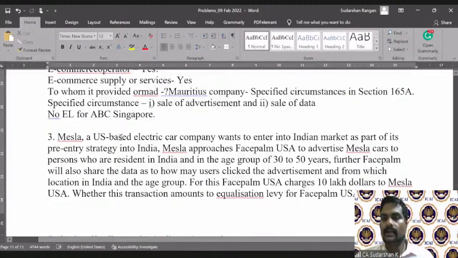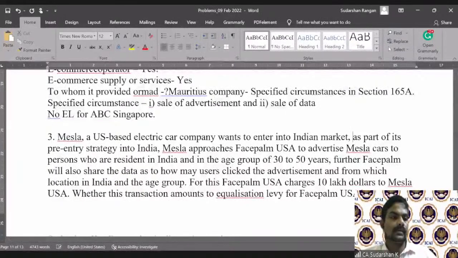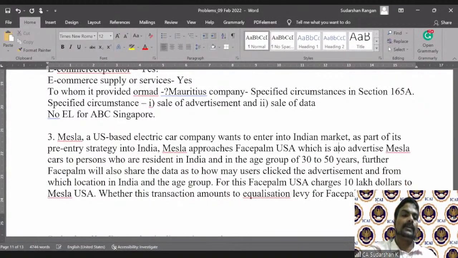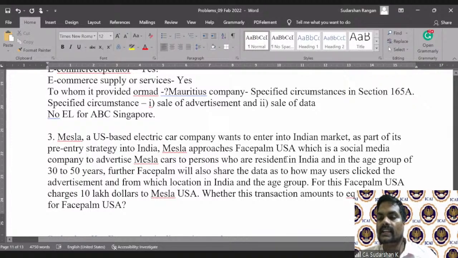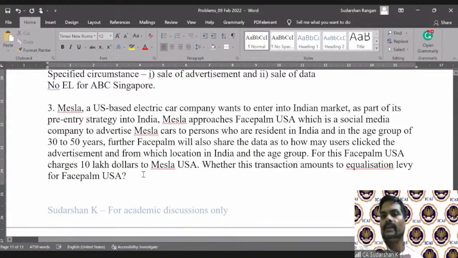So I repeat, Tesla, a US-based electric car company, wants to enter the Indian market as part of its pre-entry strategy. As part of its pre-entry strategy, it approaches Facepalm USA, a social media company, to advertise Tesla cars to persons who are resident in India and in the age group of 30 to 50 years. So it gives instructions to advertise to all your users in the age group of 30 to 50 years. As part of this, Facepalm will also share the data as to how many users click the advertisement and from which location in India and their age group as well. For this, Facepalm USA charges $10 lakh to Tesla USA. Whether this amounts to equalization levy for Facepalm USA.